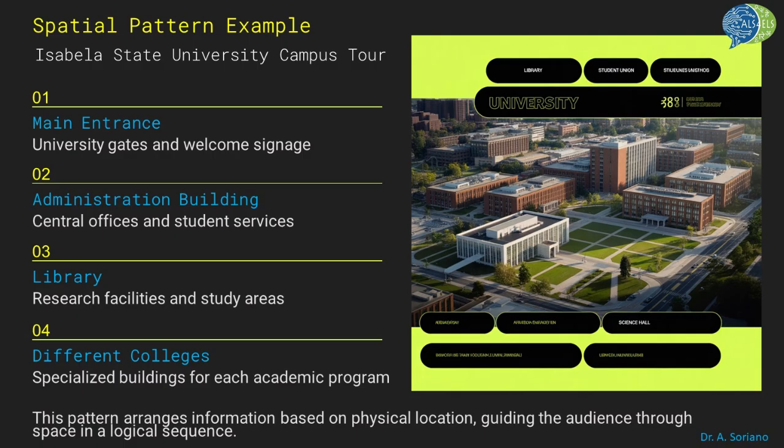Here's an example of the spatial pattern, and we can use our campus tour scenario again. When guiding visitors, you organize the information based on physical location. You would likely start at the main entrance, then move physically through the campus, discussing the administration building next, followed by the library, and then the buildings for the different colleges. You are guiding the audience through a physical space in a logical sequence.